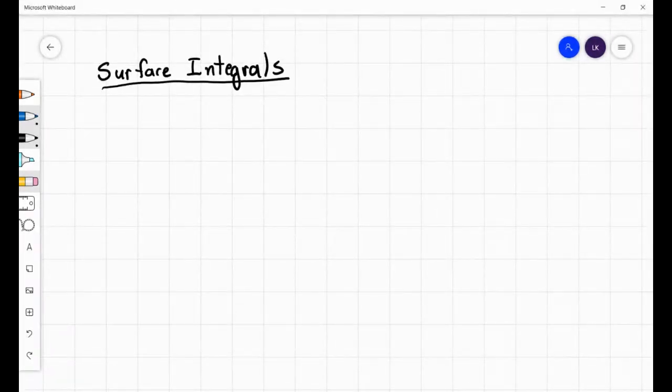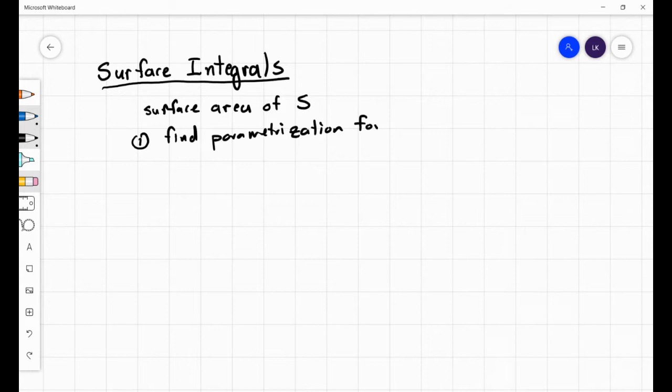All right, so let's look at surface integrals. And so let's first talk about finding surface area, right, of some surface S. So the first step in that is we need to find a parametrization for the surface. Let's just call this r of u and v.